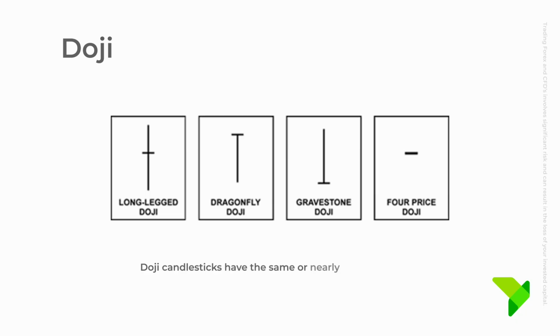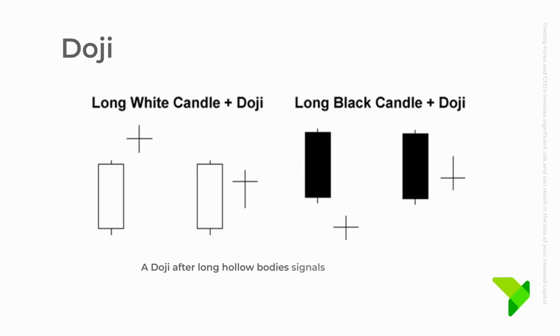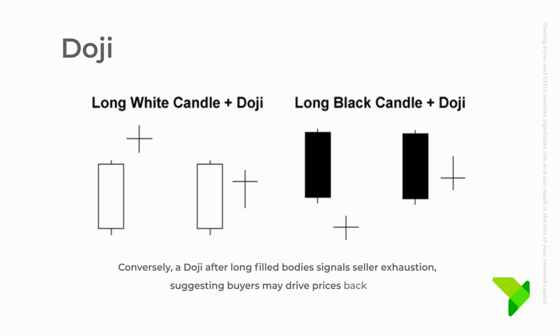Doji candlesticks have the same or nearly the same open and close price, forming a small body that looks like a thin line. They indicate indecision between buyers and sellers, with neither side gaining control. There are 4 types of doji, and their appearance can vary, resembling a cross, inverted cross, or plus sign. A doji after long hollow bodies signals buyer exhaustion, indicating a potential price drop as sellers step in. Conversely, a doji after long filled bodies signals seller exhaustion, suggesting buyers may drive prices back up.